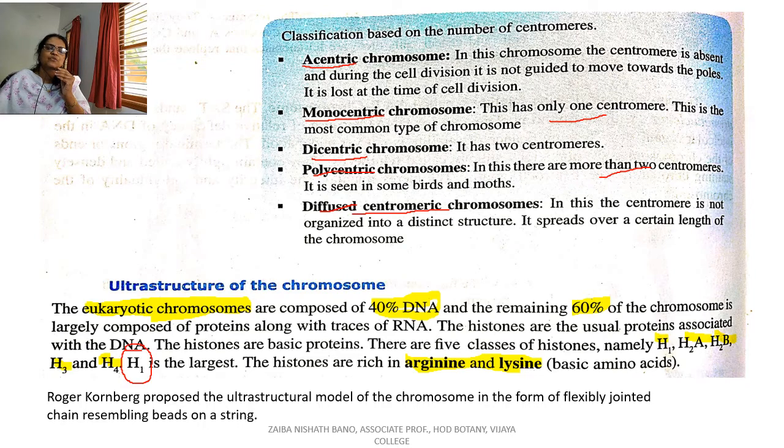Now who proposed the ultrastructural model of the chromosome? It was proposed by Kornberg, Roger Kornberg. He proposed the ultrastructural model of the chromosome. And this ultrastructural model, as I had shown you in the first slide, represents the chromosome as a string of beads. Now let us understand what actually this string of beads is.